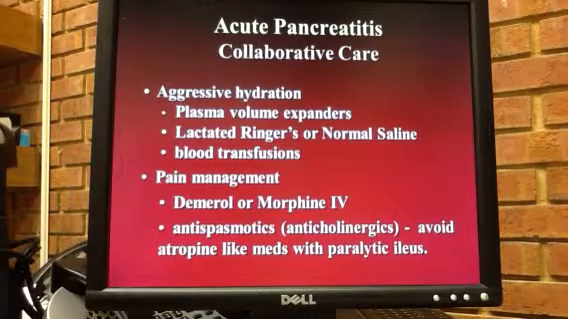I do know that morphine can produce urinary retention, and so, for a general surgical patient who can't void and has bladder distension, if they're getting IV morphine for pain, that may be an indication to switch to Demerol. Now, I did say a general surgical patient. That wasn't specific to pancreatitis. Antispasmodics like anticholinergics: we should avoid atropine-like meds in patients who have paralytic ileus because those can further slow down the intestinal tract.